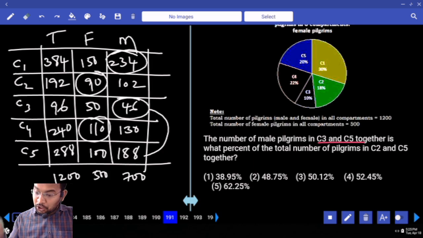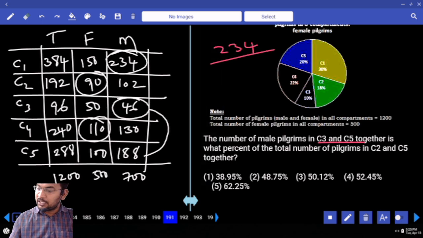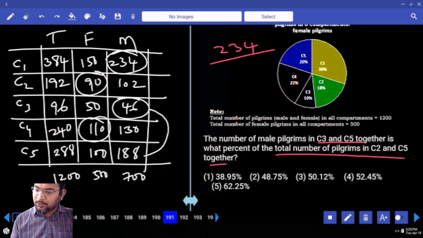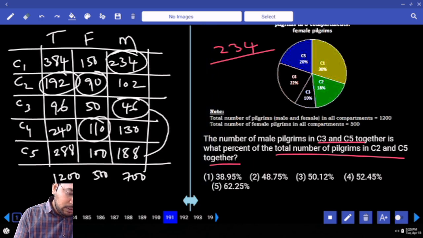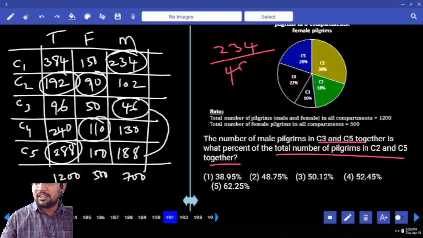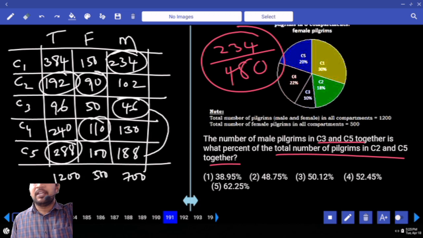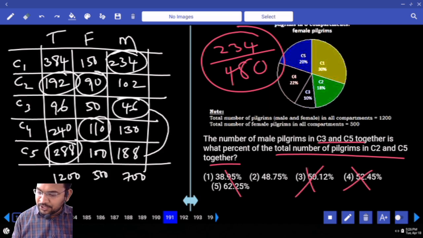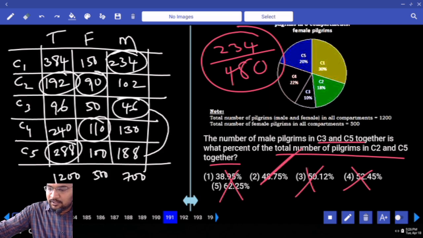So 234 is what percentage of the total number of pilgrims in C2 and C5? Total C2: now add 12 here, it becomes 300. If you add 12, the remaining is 180. 180 plus 300 is 480. In 480, 50% is 240. Our answer is less than 50%, very close to 50. Which option is there? 48.75. No need to solve. Are you ready?